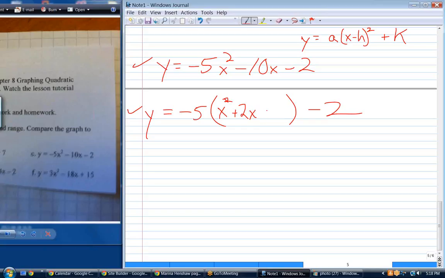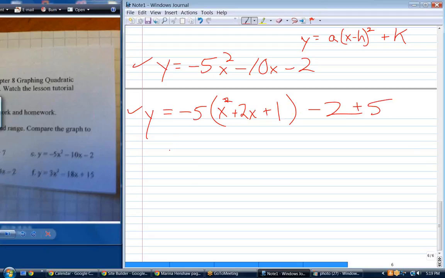Plus 1. How do I balance the equation? Not by minus 1. I didn't just add 1 to the equation. I actually subtracted 5, because that plus 1 is being multiplied by this minus 5. So what I really did was subtract 5 from this side of the equation. So what do I have to do? Add 5.